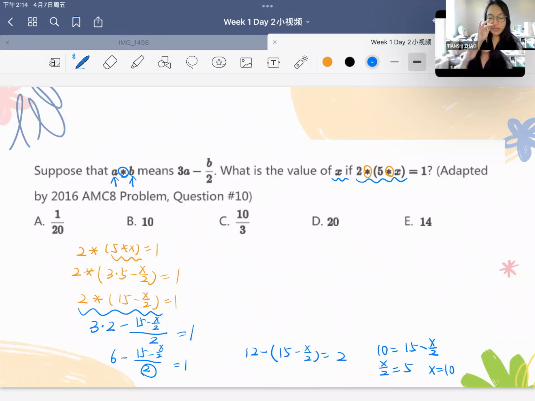So this is a very interesting question, which tells us a new way of doing the calculation, and we just need to apply the new rule and do the calculation carefully.